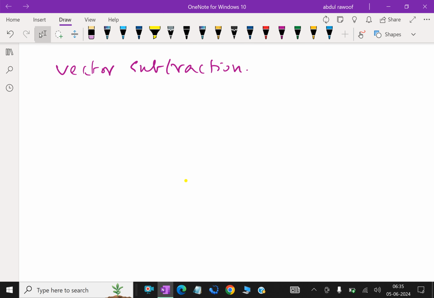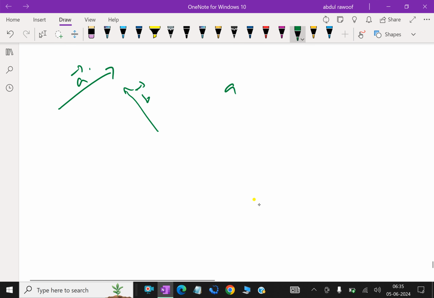Suppose, look at here. Here one vector is, let it be vector A, and here vector B. How to subtract these two vectors? Subtraction of these vectors, A minus B, that is vector A minus vector B, is nothing but vector A, then addition of the negative vector of B.